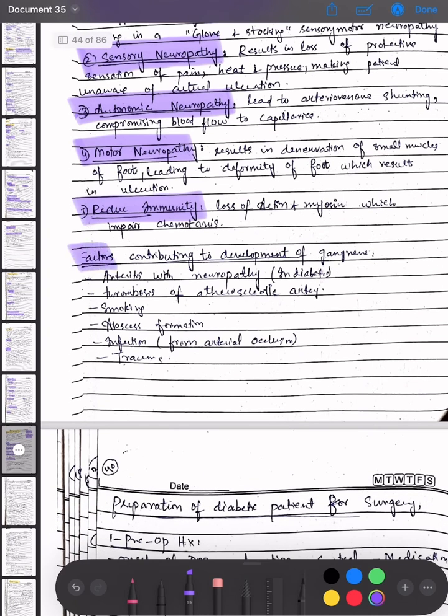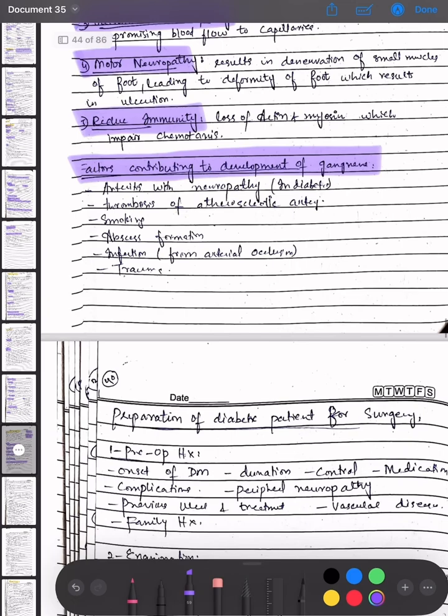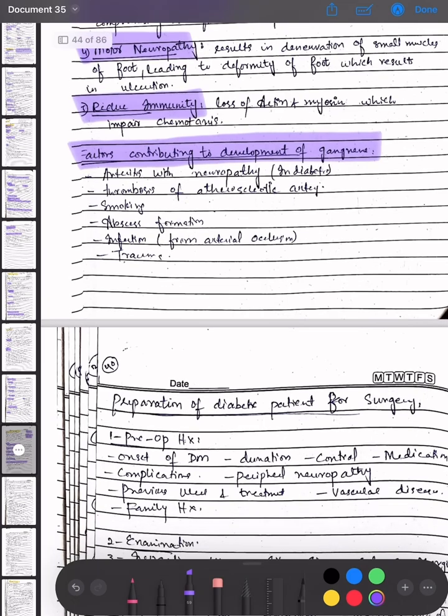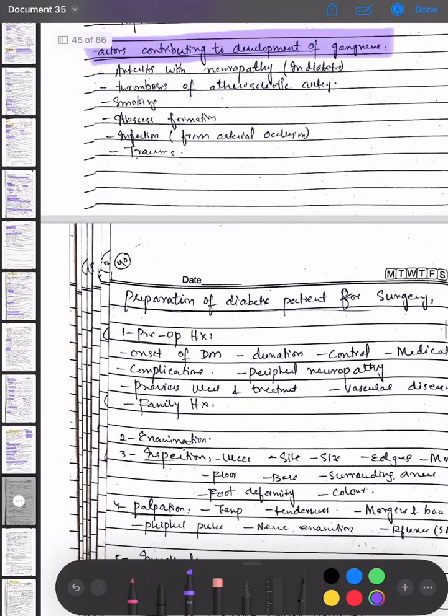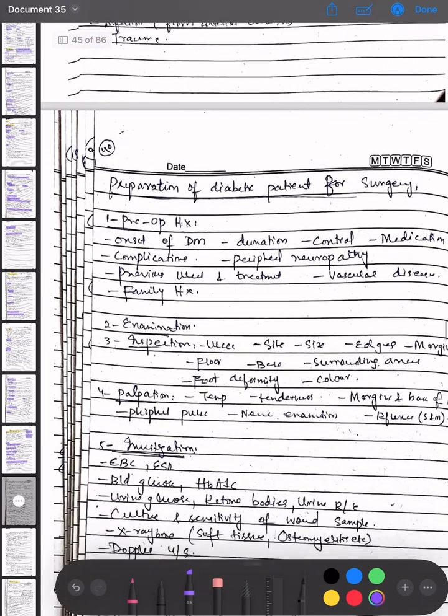Now, what are the factors that contribute to the development of gangrene? These are arteritis with neuropathy in diabetics, thrombosis of atherosclerotic artery, smoking, abscess formation, infection from arterial occlusion, and trauma. These are the factors that contribute to the development of gangrene.